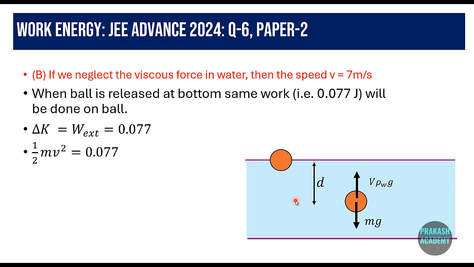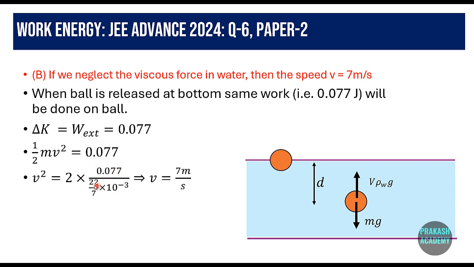Now work done is equal to change in kinetic energy. Here the initial kinetic energy is 0 and the final kinetic energy is half mv squared. So final kinetic energy, half mv squared, minus initial kinetic energy, which is 0, is equal to the work done by the external forces. And in this case the work done by the external forces is 0.077.